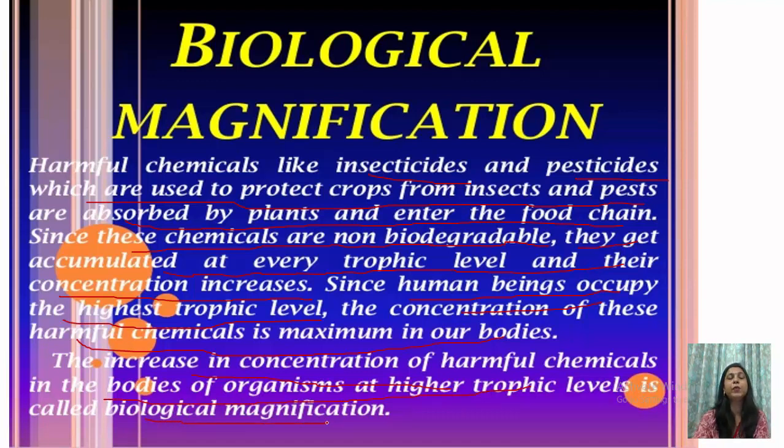biological magnification. Means higher trophic level पे these harmful chemicals or the poisonous chemicals, they are transferred from first trophic level to another. अब energy जो transfer हो रही है वो कम हो रही है, but these pesticides and insecticides, when they enter the food chain, their concentration increases at each trophic level. So this is known as biological magnification.